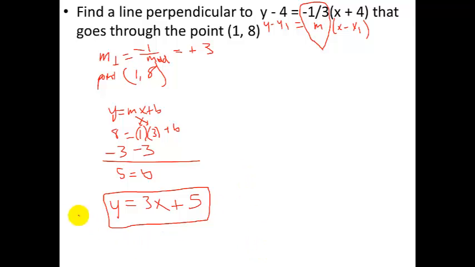But that's how you find your parallel and perpendicular lines. Just remember, parallel is the same slope, and perpendicular is the negative reciprocal, and anything other than that, they are neither parallel nor perpendicular, which is just a normal two lines crossing.